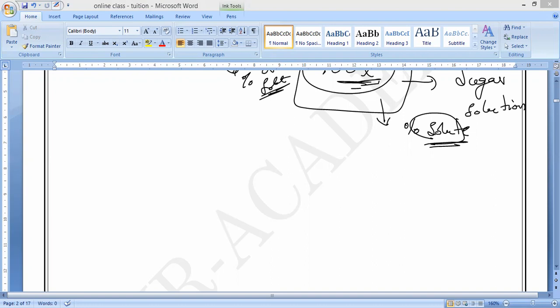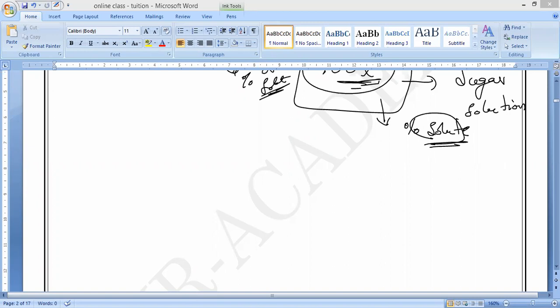So, the concentration of a solution is defined as the mass of a solute. How can we measure mass? In grams or kilograms? We will take a very small amount, because we don't want to waste the solute. So we will take the mass of a solute in grams present in 100 grams of the solution.